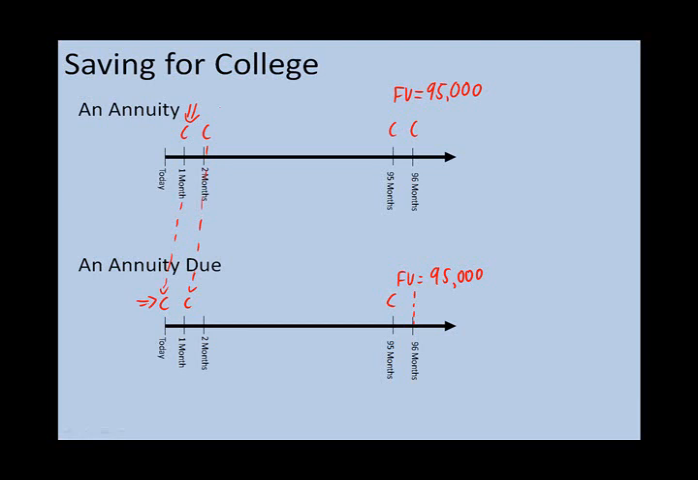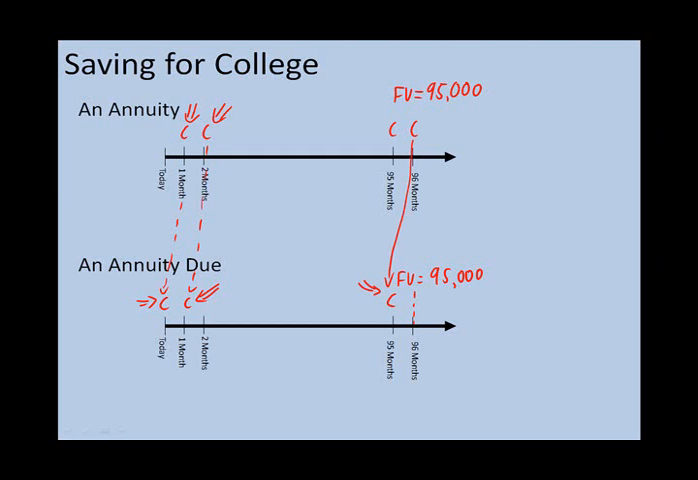The same is true for the second payment. We also earn an additional month of interest under the annuity due. Indeed, it's also true when we look at the final payment as well. We earn an additional month of interest with the annuity due.